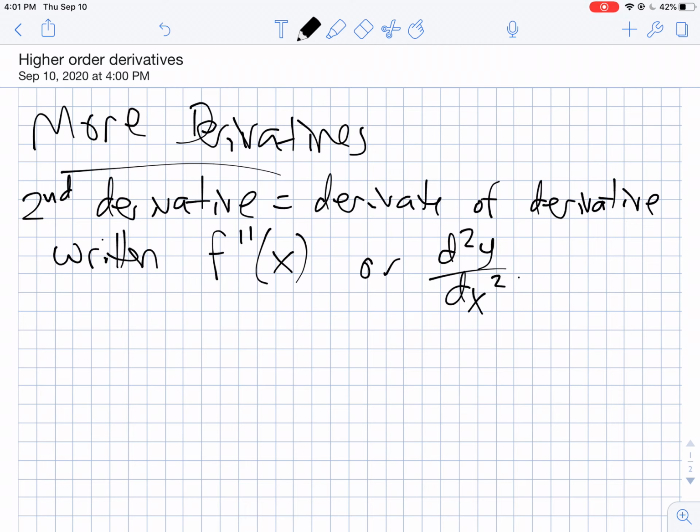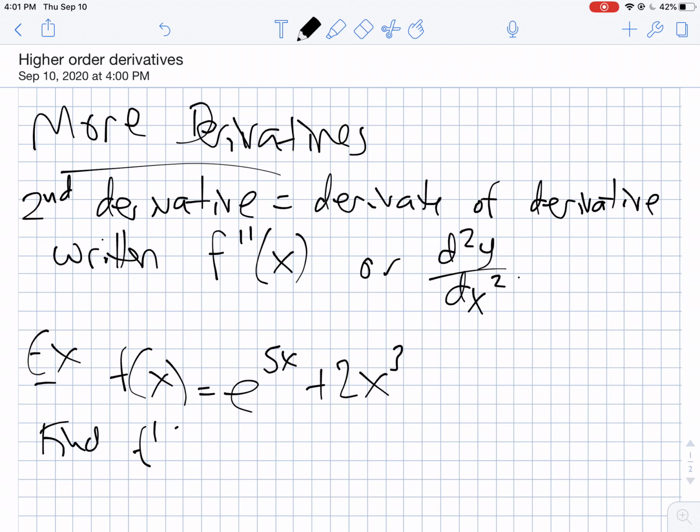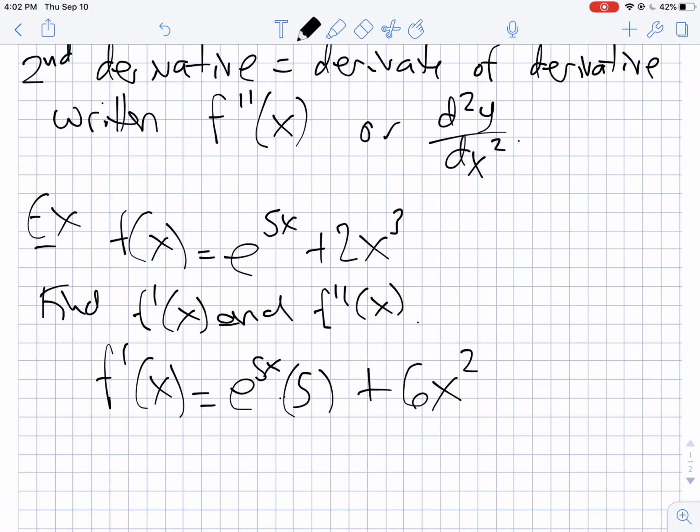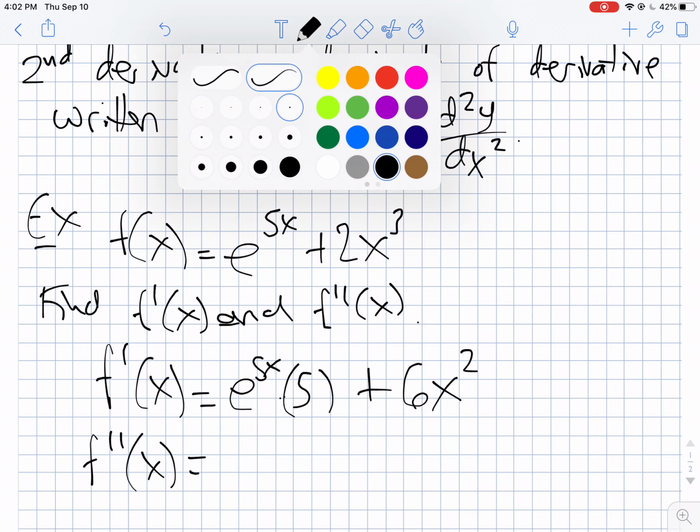Okay, so for example, suppose I tell you that f of x equals e to the 5x plus 2x cubed. And I ask you to find, say, f prime of x and f double prime of x. Okay, so the first thing we need to do is find the first derivative. So f prime of x, derivative of e to the 5x is e to the 5x times 5 plus 6x squared.